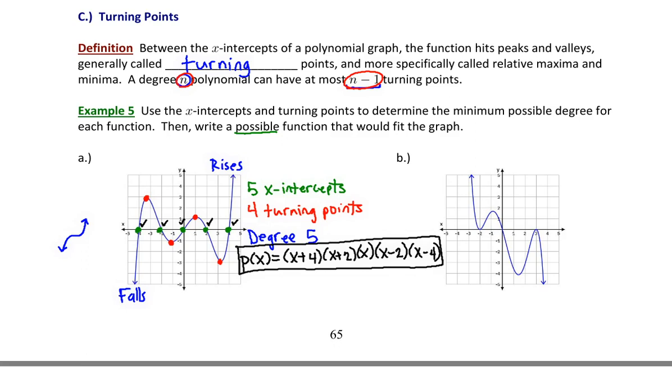So the degree is based on the number of intercepts and turning points. So in this case, we have 1, 2, 3 intercepts. And we have a relative maximum and a relative minimum here. Oh, but there's a relative maximum there. Oh, forgot this one, relative minimum. So we have 1, 2, 3, 4 turning points.